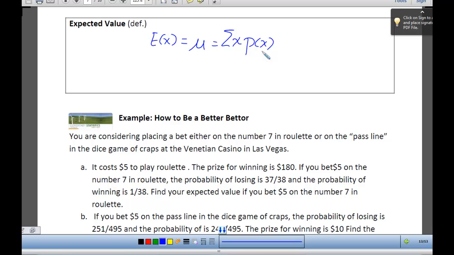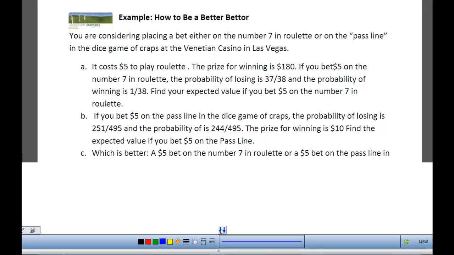Okay, so it says you're considering placing a bet either on the number 7 in roulette or on the pass line in the dice game of craps at the Venetian Casino in Las Vegas. It costs $5 to play roulette. The prize for winning is $180. If you bet $5 on the number 7 in roulette, the probability of losing is 37 over 38, and the probability of winning is 1 over 38. Find your expected value if you bet 5 on the number 7 in roulette. Okay, so let's deal with that first. This is part A.